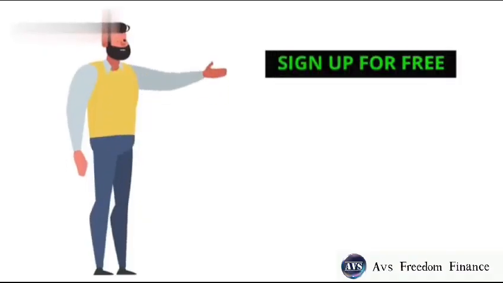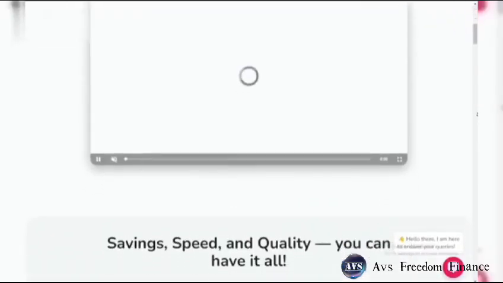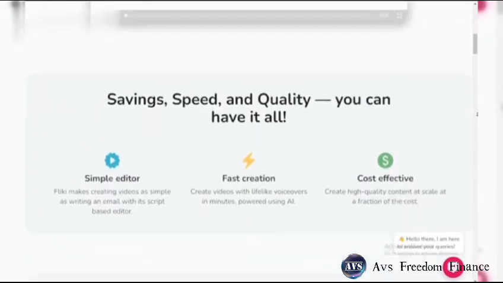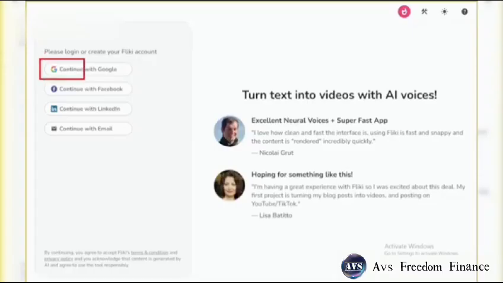Step 1. Sign up for free. First, head over to Fliki AI's website. On the main page, you'll see a button that says Start Now under the free plan. Click that, and you'll be whisked away to the sign-up page. The best part? You can create an account using your Google account. No credit card details needed.